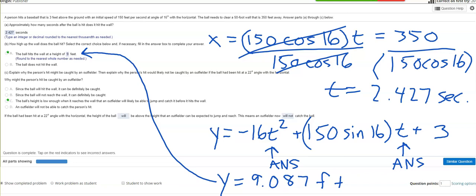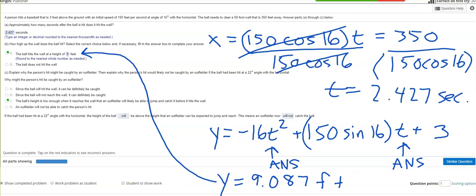I guess I was thinking that they were asking if it was going to be a home run, but it's not. They're asking, is that catchable? Well, there are lots of taller people, athletes, that can jump to 9 feet and catch a ball with their outstretched hand. So that is definitely doable. But on part C, it says explain why the person's hit would likely not be caught by an outfielder if we changed it to 22 degrees.